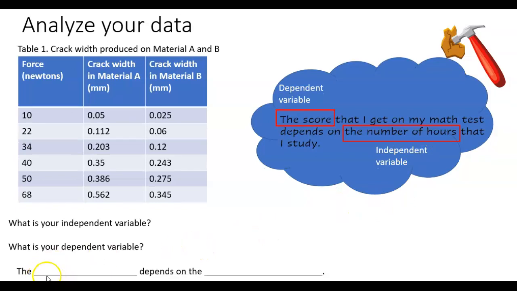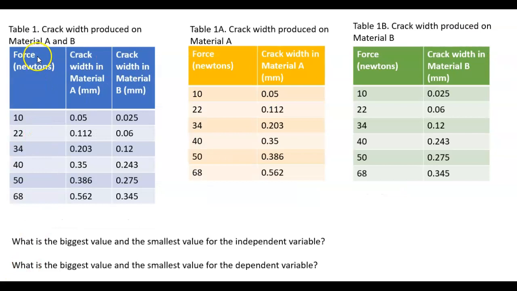Ask yourself, the blank depends on the blank. Well, I can see that the crack width depends on the force used. This means that our independent variable is the force and our dependent variable is the crack width. Don't be fooled by the table because it has 3 columns. Remember that force is our independent variable and crack width is our dependent variable.